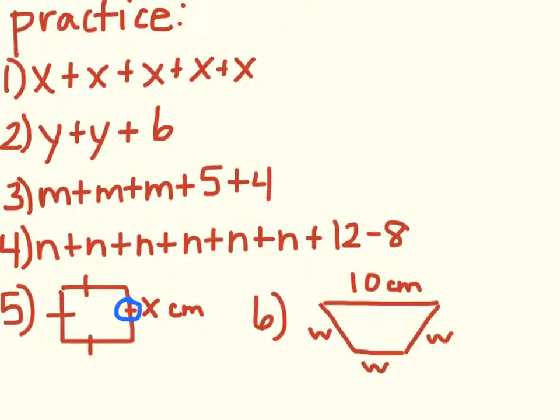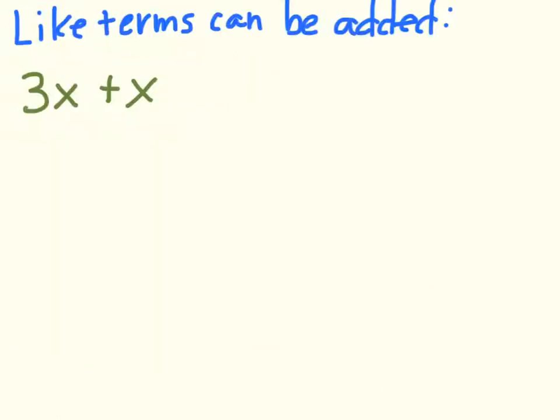And finally, for number 6, find the perimeter of this trapezoid in terms of w. And the unit on each of the w's is centimeters. So you'll be solving for the perimeter in terms of w with a unit in centimeters. Press pause while you work, and we'll come back to a new idea when you're done.